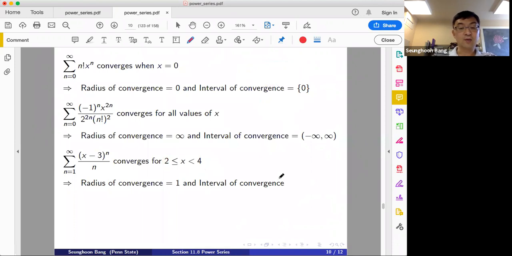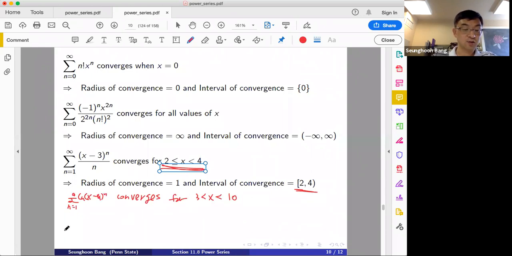So what's the interval of convergence? Here, this interval is the half-closed interval from 2 to 4. Another example: the summation from n equal to 1 to infinity of c_n times (x minus c) to the power n. This series converges for x between 3 and 10.